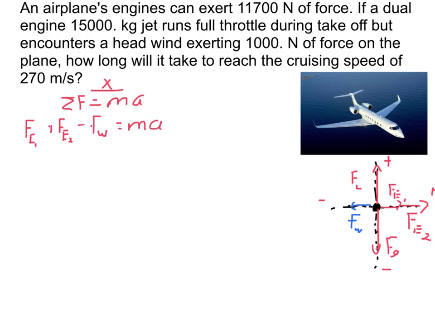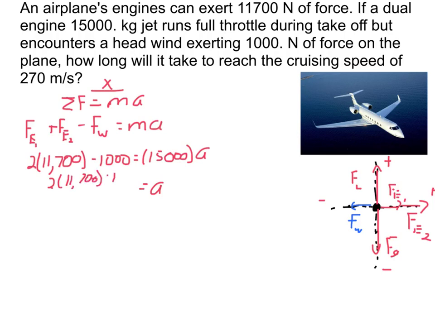All right, great. Now I can start plugging in numbers, right? So Fe1 and Fe2 are both 11,700. So that's actually 2 times 11,700. So I'm just combining them into one thing. Minus the force of the wind, which is 1,000 newtons, equals my mass, which is 15,000, times a. When you work this all around, a is going to equal 2 times 11,700 minus 1,000, all divided by 15,000, which will give you a is 1.49 meters per second squared.